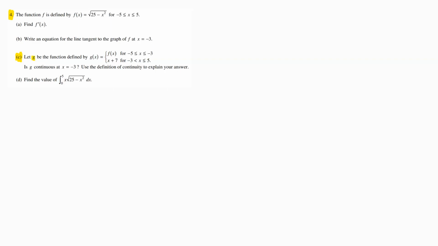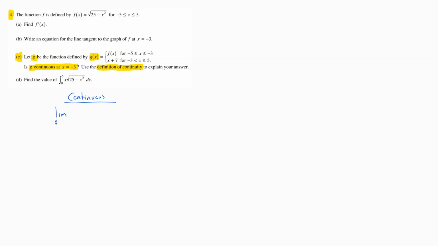So part C here gives us this new equation g of x, which is this piecewise function, and they want us to be able to tell them whether g is continuous at this value x equals -3. And we need to use the definition of continuity to explain our answer. So we'll start with what the definition of continuity is. For something to be continuous, it has to fit this definition.